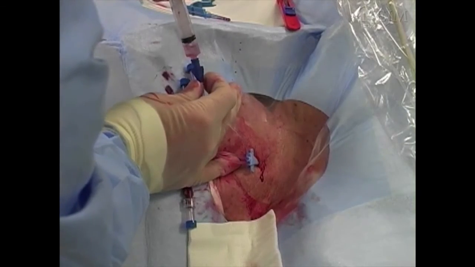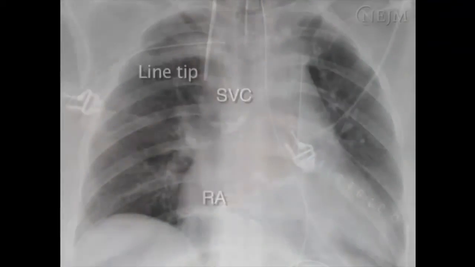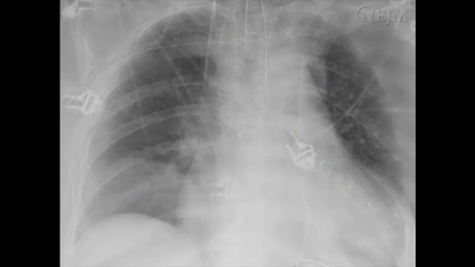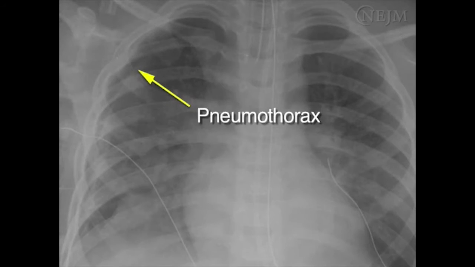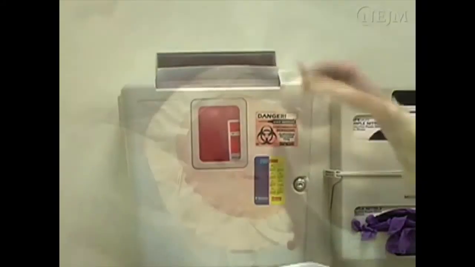Flush all ports, place caps on the hubs, and secure the line in place. Apply a sterile dressing. Obtain a chest X-ray to assess for proper placement and to assure that no hemothorax or pneumothorax has occurred. All sharps should be properly disposed in approved sharps containers.